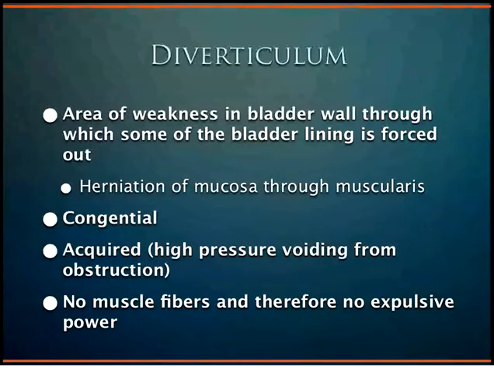A bladder diverticulum results from a focal weakening in the bladder wall and herniation of the bladder mucosa through the muscularis layer. This can be congenital or acquired through high-pressure voiding through a distal obstruction. Of note, these diverticula do not have muscle fibers and therefore they have no detrusor ability.